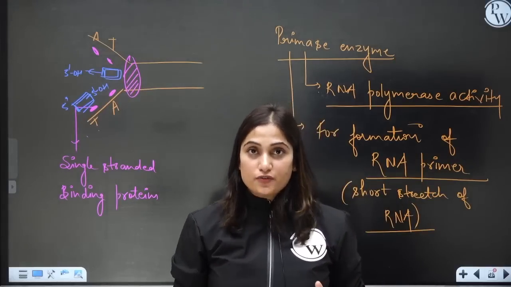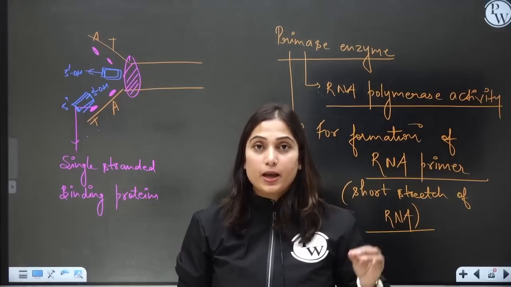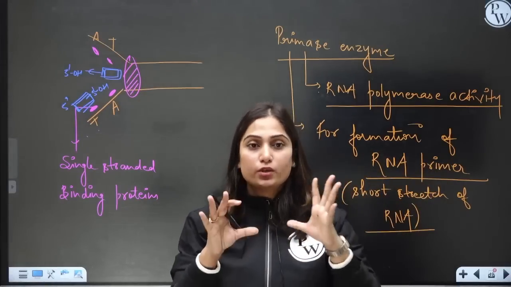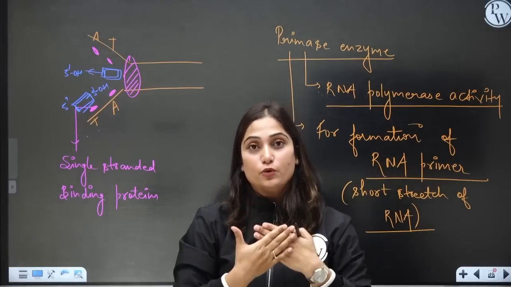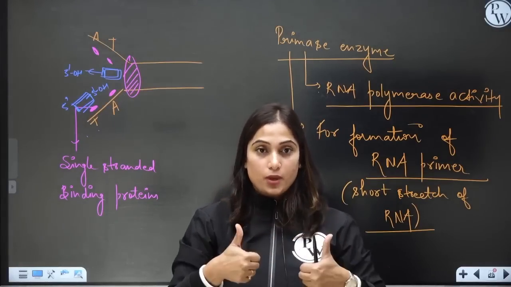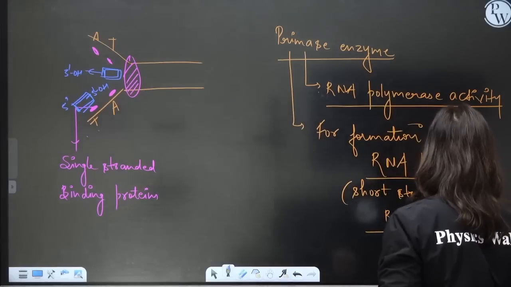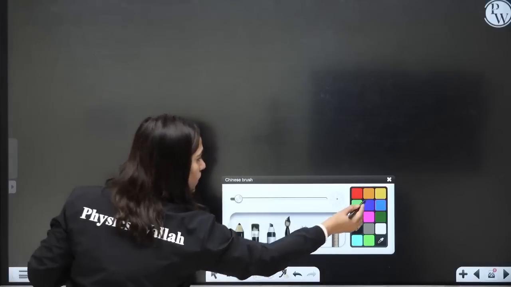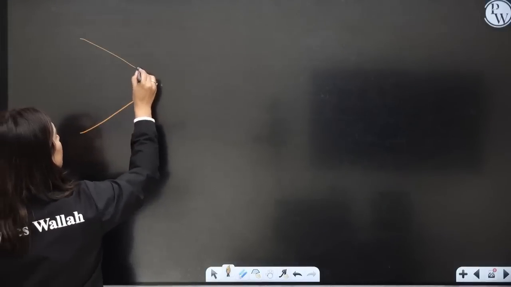What is the function of RNA primer? It acts as a foundation, and the 3' OH end of the RNA primer is free so that new nucleotides of DNA can come and make phosphodiester bonds with it. Okay? So now the function of DNA polymerase comes into the picture. Let's see what DNA polymerase will do now.